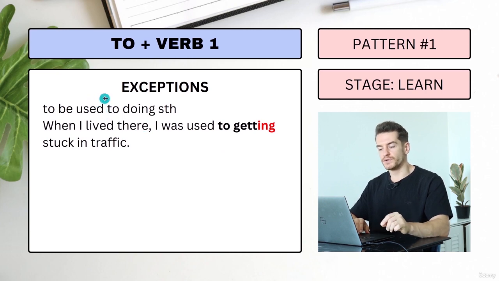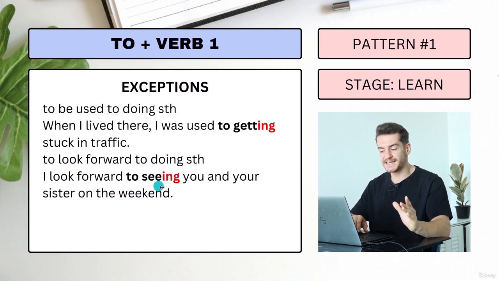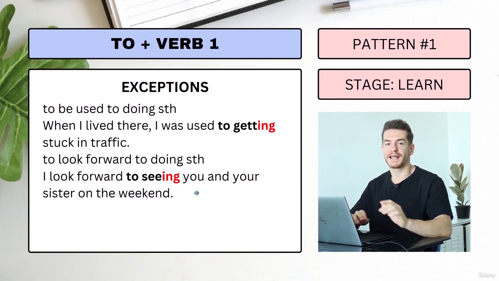To be used to doing something. Sometimes you'll hear this phrase, this structure, so it's important to remember. If you say you're used to, then you need to say verb ing. So used to getting stuck in traffic. And to look forward to doing something, this is also a structure that sometimes is used in English. So remember, if you're going to say you look forward to something, you need to say verb ing. I look forward to seeing you and your sister on the weekend.